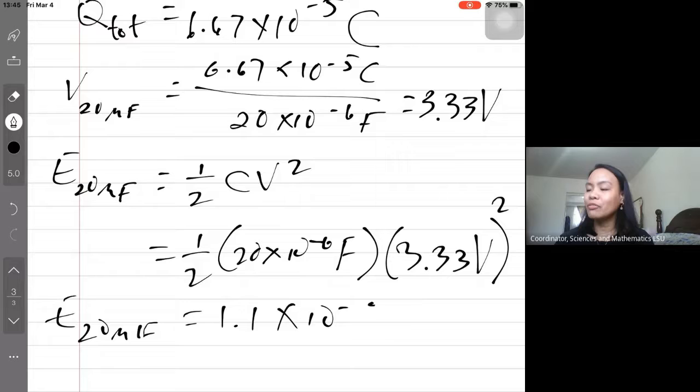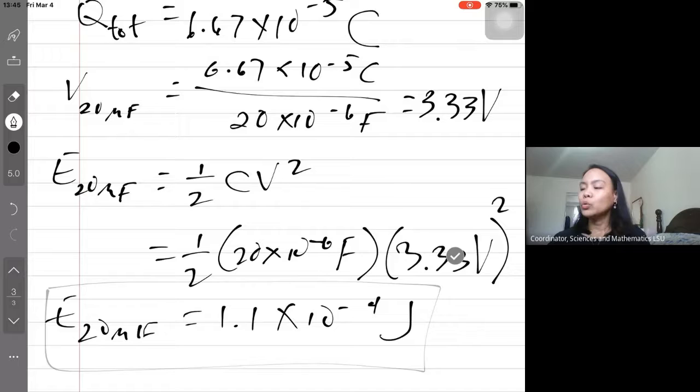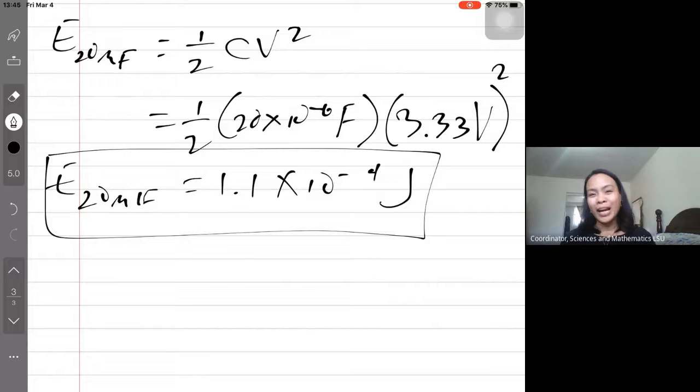And how did that become joule? Okay, so do the units again. What farad is equal to? All right, and what voltage is equal to?